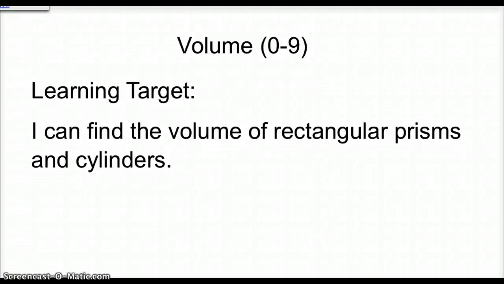Today we're looking at volume, section 0-9, and the learning target for today is: I can find the volume of rectangular prisms and cylinders. So again, that's what we need to know coming out of this, to be able to find the volume of rectangular prisms and cylinders.